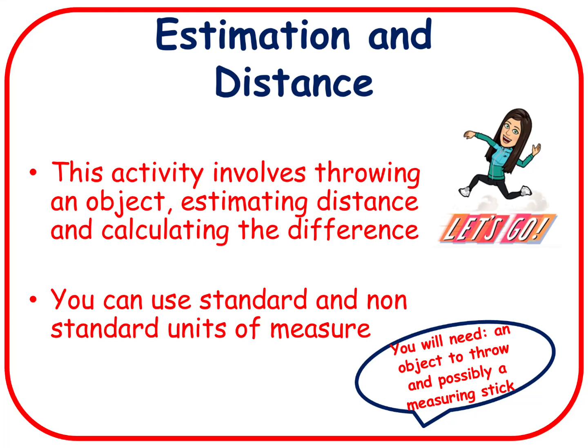This activity is called estimation and distance and develops your skills in estimation, calculating distance using both standard and non-standard units of measure, and subtraction skills. You will need an item to throw. In the examples you will see we used a soft toy and an open space to throw. If you're using standard unit of measure, you will need a measuring stick, but you can use your steps if you don't have a measuring tool.